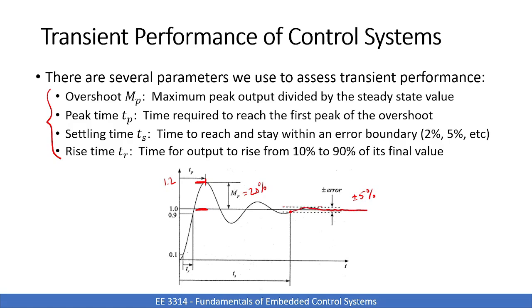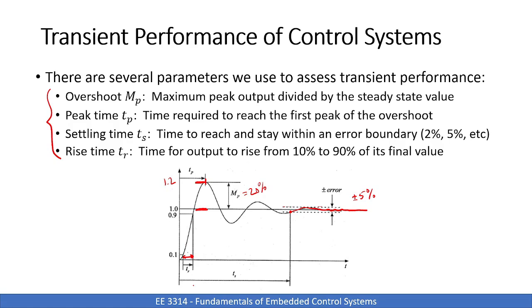So that would be our settling time. The first time, or maybe you could say the last time, that your signal is outside those bounds is where that would be defined. Okay, and then we have rise time, which is simply defined as the time it takes to go from 0.1 of your final value to 0.9 of your final value. So it's this delta here. That's your rise time.